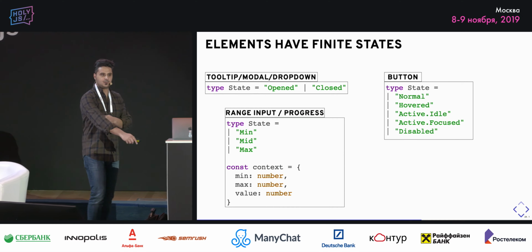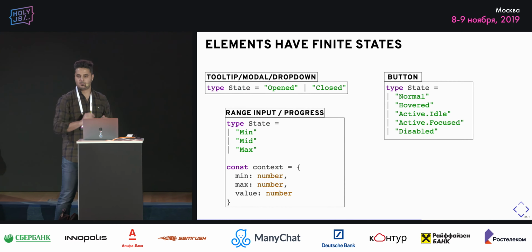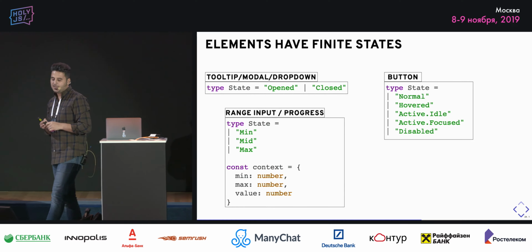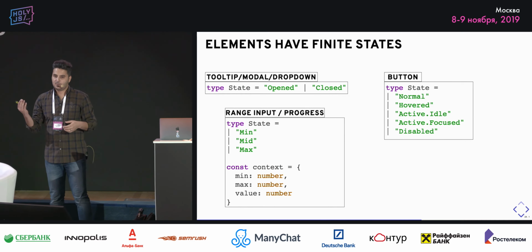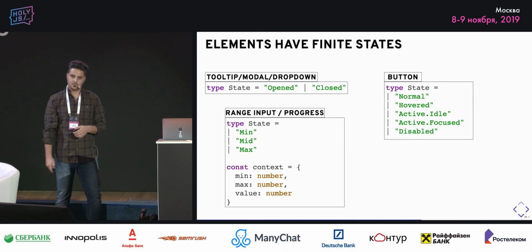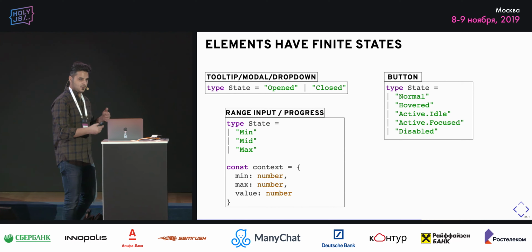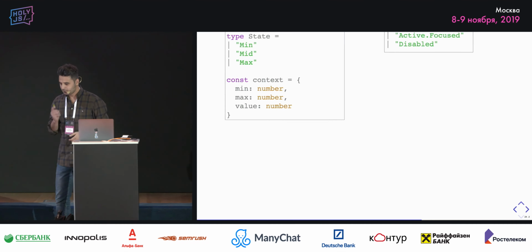And an input type of range, or a slider, whatever you call it, and a progress bar can be either at the minimum value, the maximum value, or somewhere in between, and they will have a context for being able to say what the value is right now.